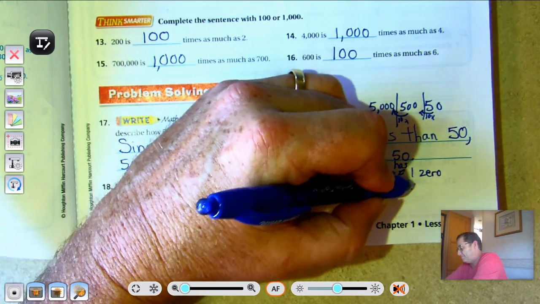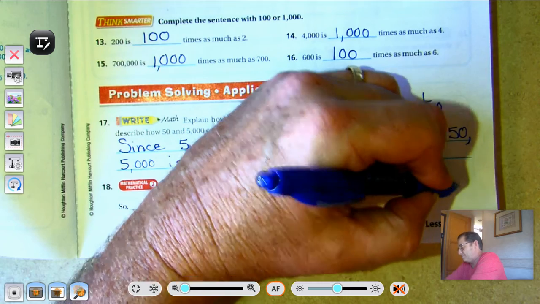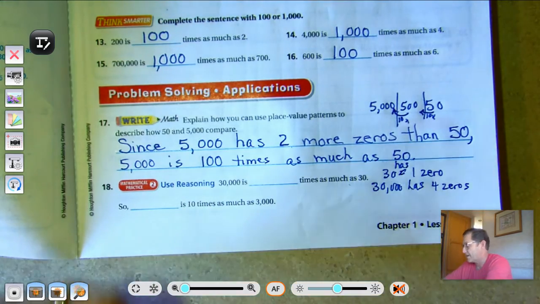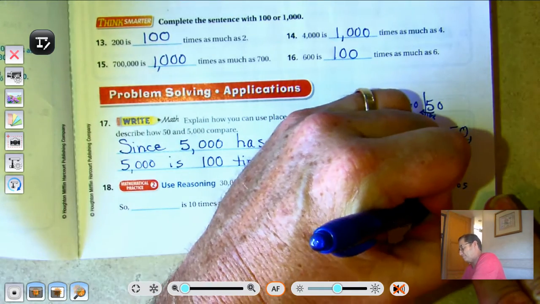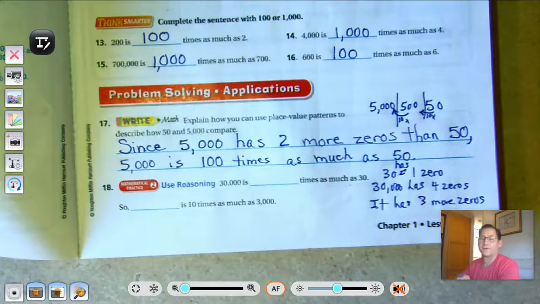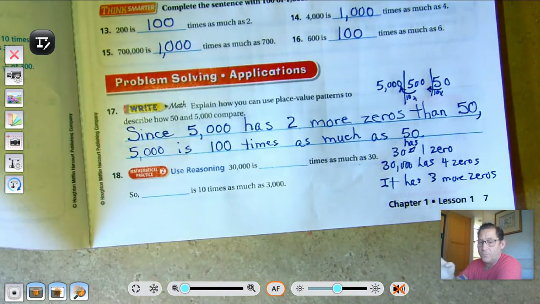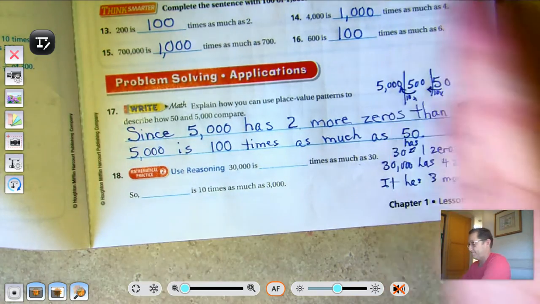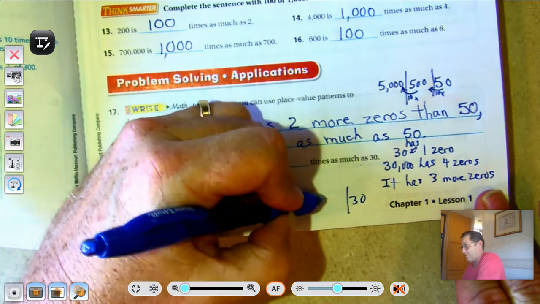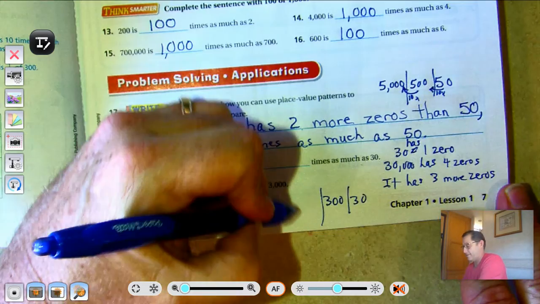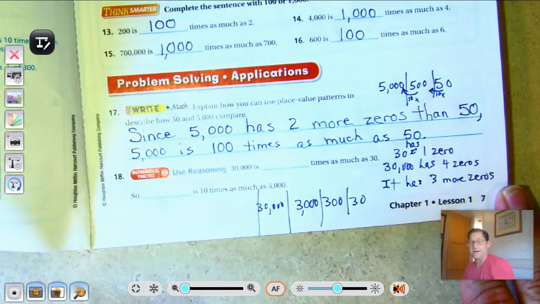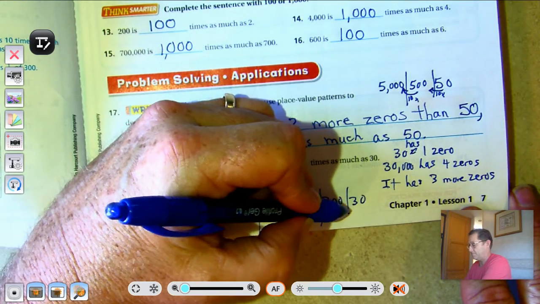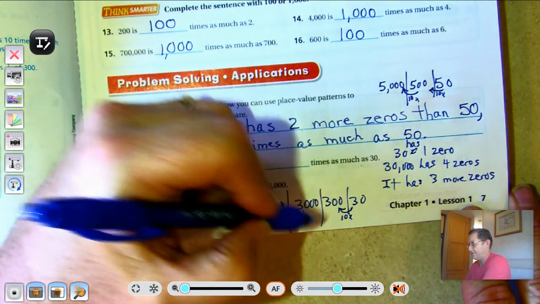30,000 has four zeros. So it has three more zeros. So I went to the left three times, right? If I go 30, my next one would be 300, then 3,000, then 30,000. And each jump, each movement to the left is 10 times greater.